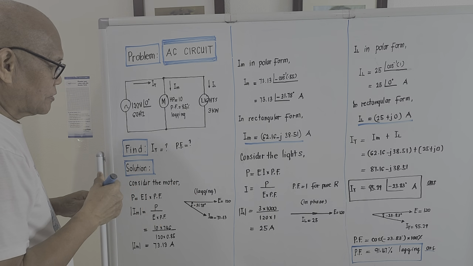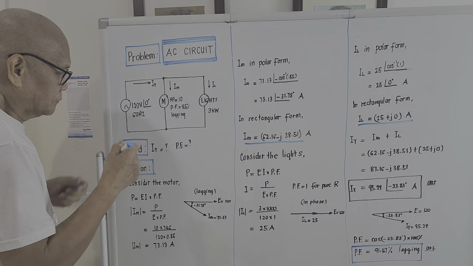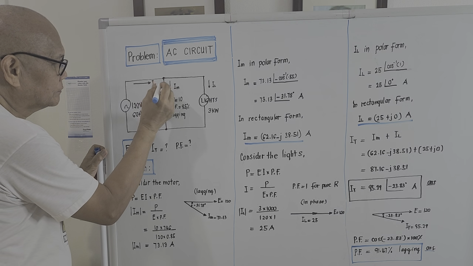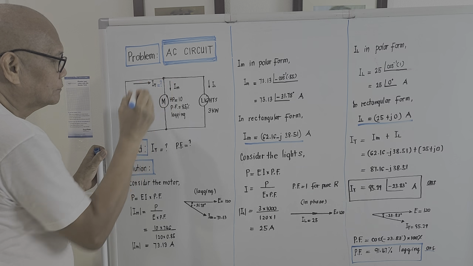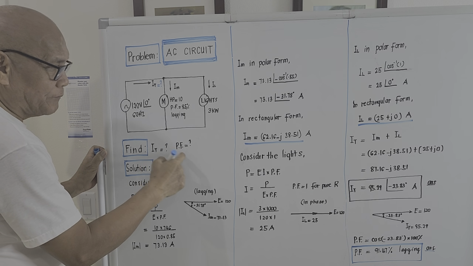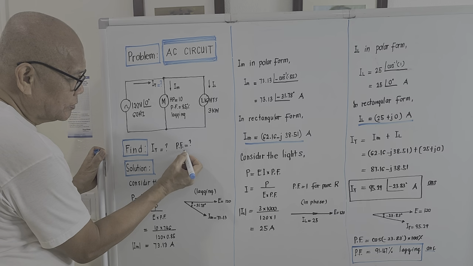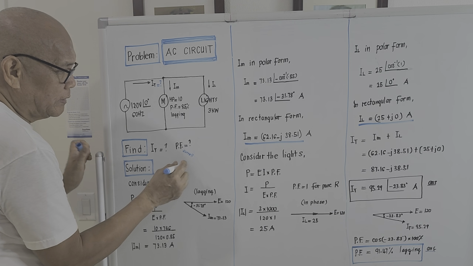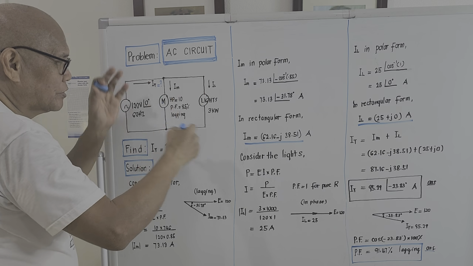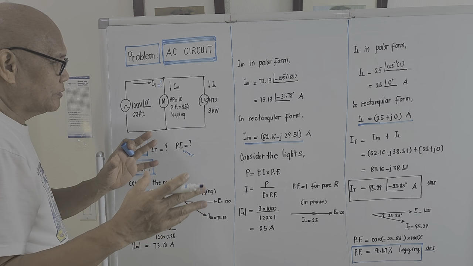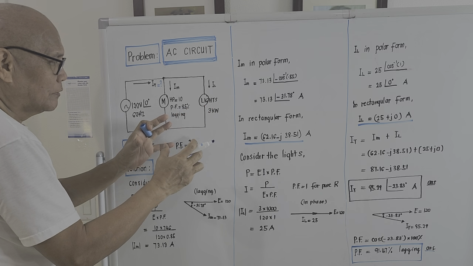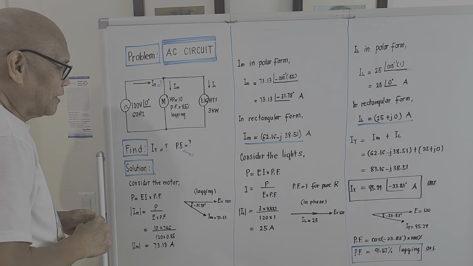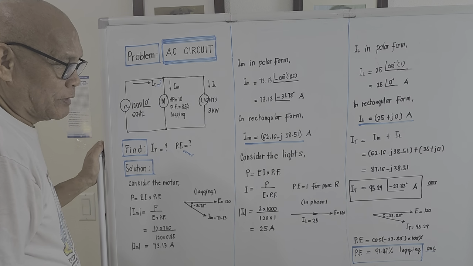The problem is just asking what will be the total current, capital letter I with the subscript T, meaning the total current, and PF, meaning power factor. This should be overall, meaning for the whole system. Meaning if we try to combine the motor load and lighting load, what will be the corresponding power factor? Okay, let's try to bring out the solution of this one.